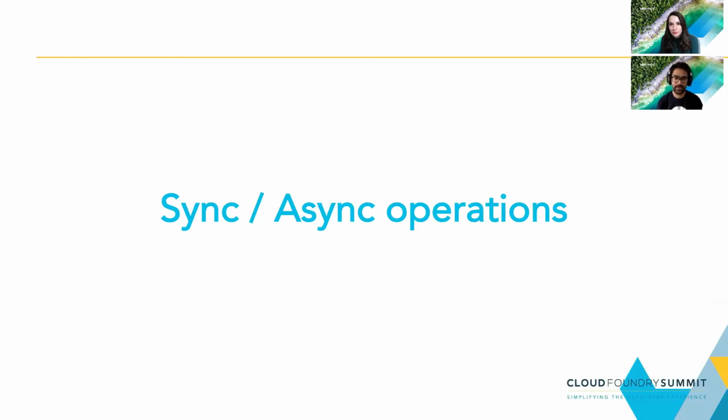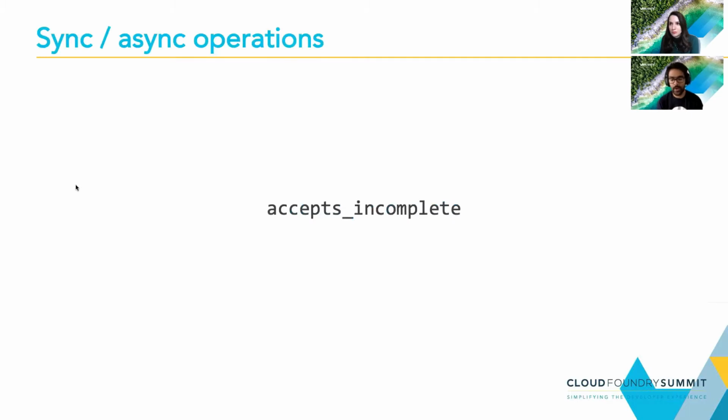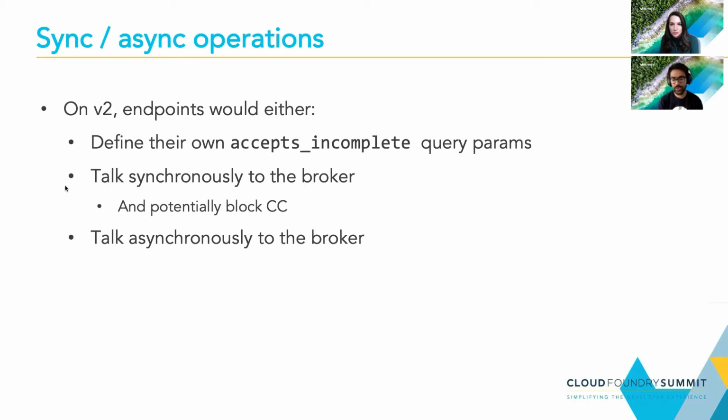For the services part of the API, operations usually involve a service broker, right? OSBAPI defines a query parameter called accepts_incomplete that platforms talking to brokers can provide to determine how the broker should respond. On V2 endpoints, we had a quite inconsistent approach to how we deal with that. A few of our endpoints, like the create service instance endpoint, would accept an optional accepts_incomplete query param that would then be passed directly to the broker. We had some other endpoints that would synchronously call the broker, and some other endpoints that would potentially talk asynchronously to the broker.